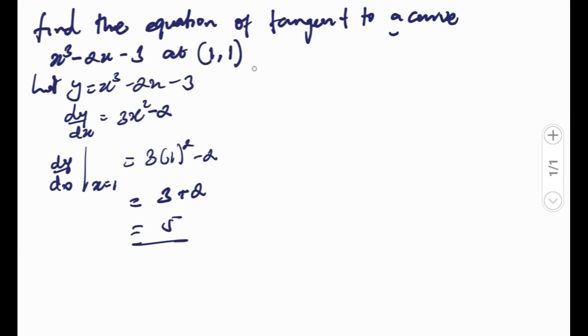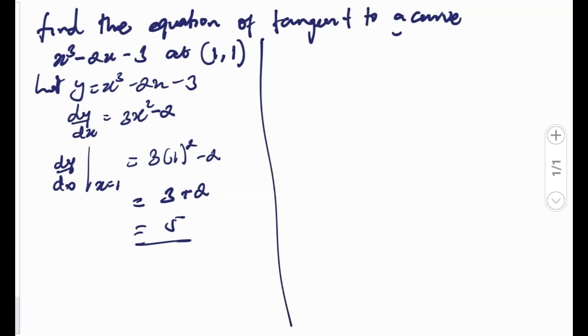The next thing here is to get the equation of the tangent. So the tangent is a line that makes a right angle with the normal to the curve. Since the gradient of the curve at any point is the same as the slope of the tangent, we shall be taking this as the gradient of the tangent.